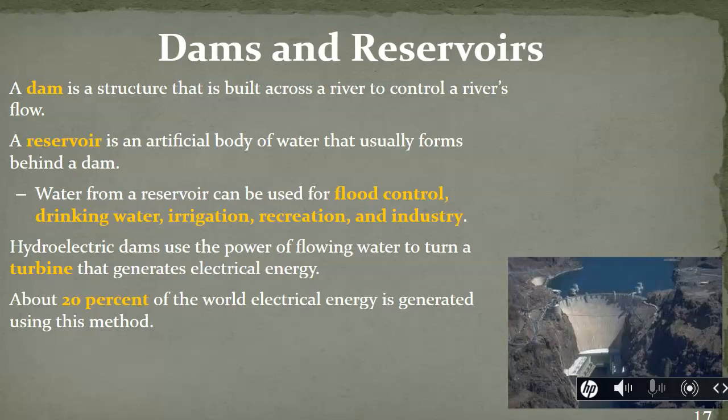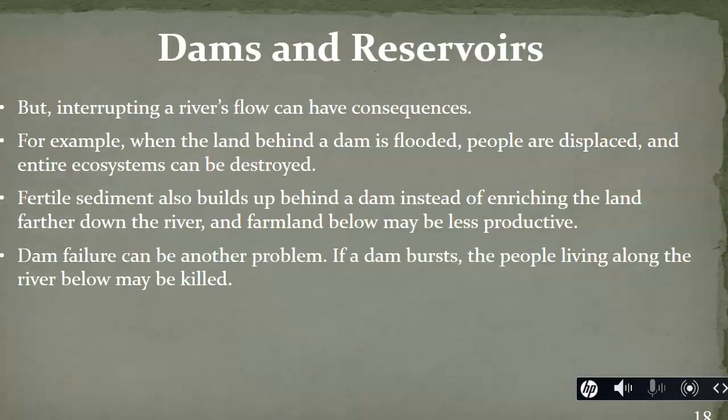And that dam would be a hydroelectric dam, right? It uses the power of the flowing water to turn a turbine, which then generates electricity. Hence the name: hydro for water and electric for the electricity. About 20% of our world's electricity is generated through hydroelectric dams.